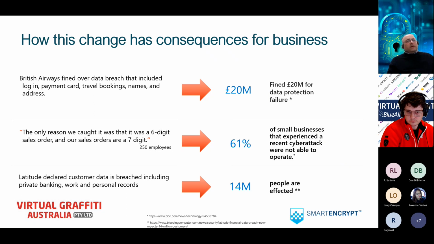So initially they were talking about leaking maybe 200,000 customers' data, which turned out to be 14 million people who were affected. Right? So this lack of preparedness and this lack of seriousness across the board is causing a lot of damage to people in general. Right? And there's more regulatory controls in place as well. We saw British Airways fined over a data breach, which included a lot of data, 20 million pounds. It was basically because of data protection failures.